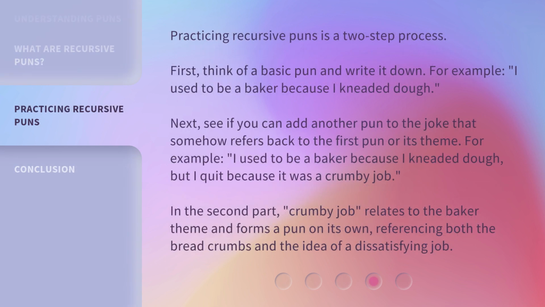Practicing recursive puns is a two-step process. First, think of a basic pun and write it down. For example, "I used to be a baker because I needed dough."